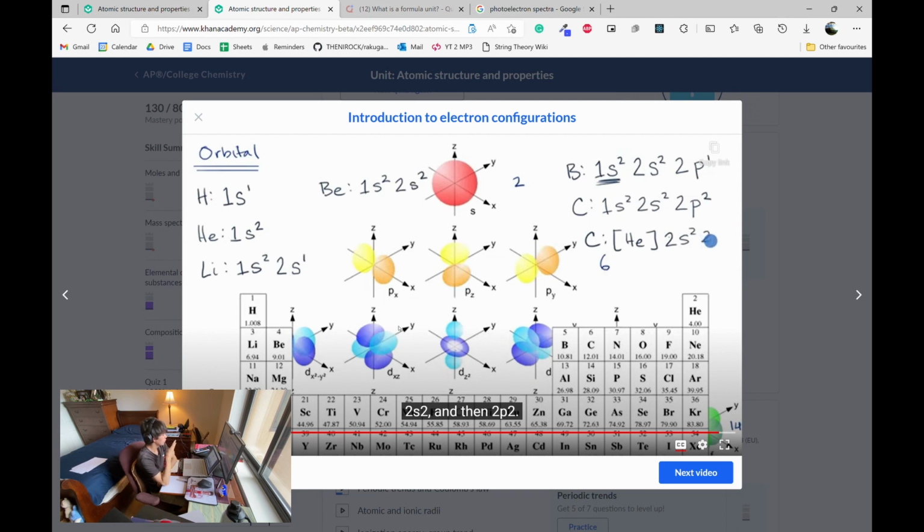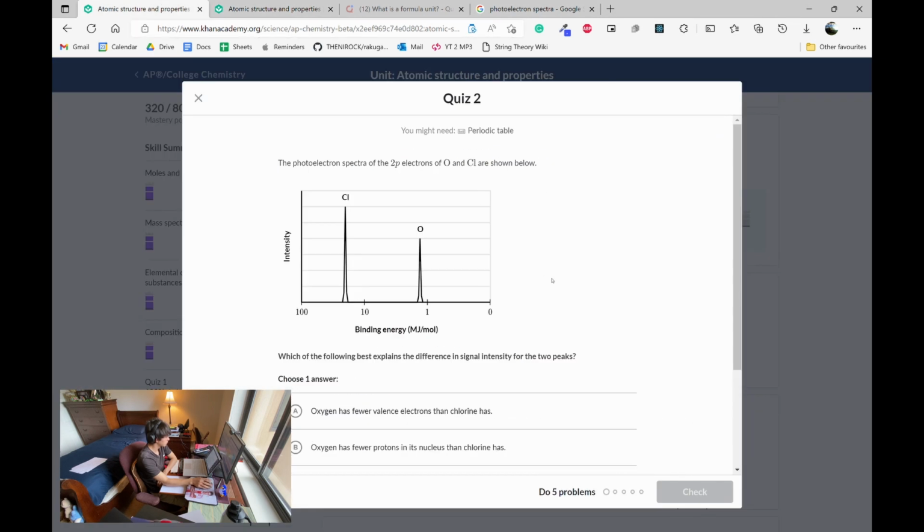Yeah, there's 2 orbitals in the S orbital. There's 2 things, whatever. Okay, cool. Okay, what best explains the difference in signal intensity?